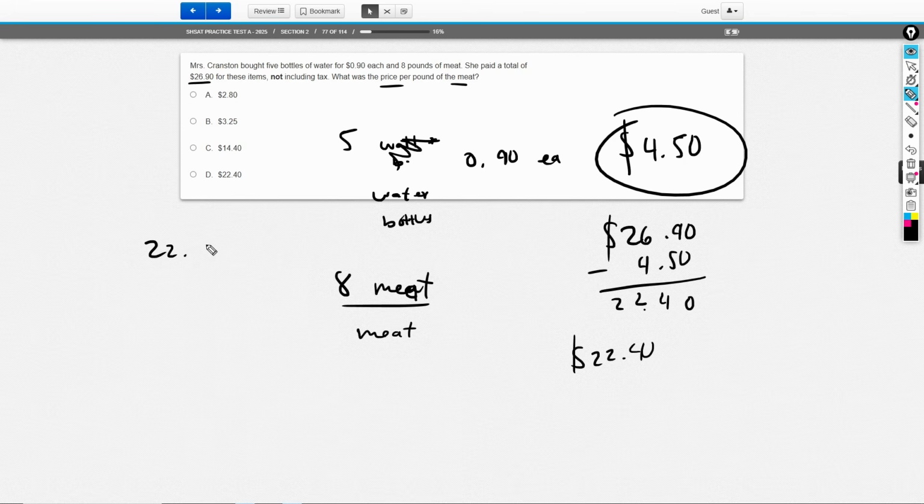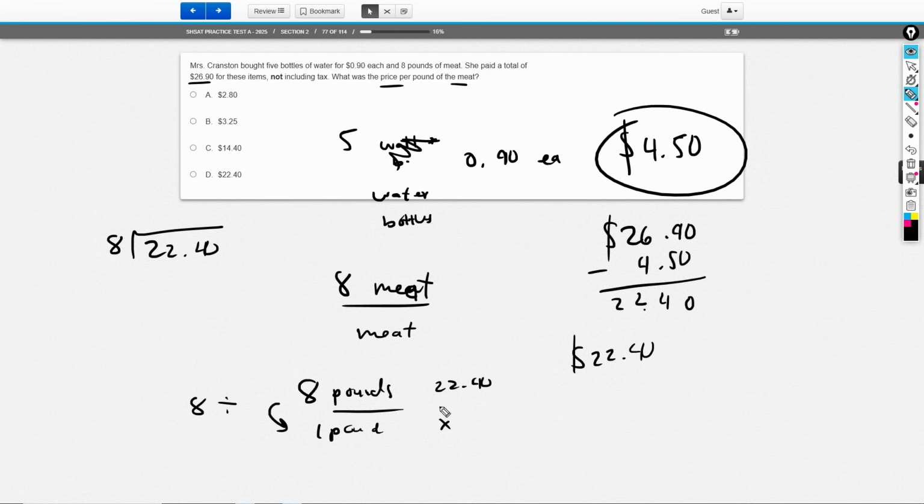So now if I have $22.40, I just need to divide that by 8 pounds to find the price per 1 pound, right? Because if 8 pounds of meat is equal to $22.40, 1 pound is equal to X. In order for me to go from 8 to 1, I just divide by 8. Or you can cross multiply, you get 8x is equal to $22.40 and divide both sides by 8, either way.